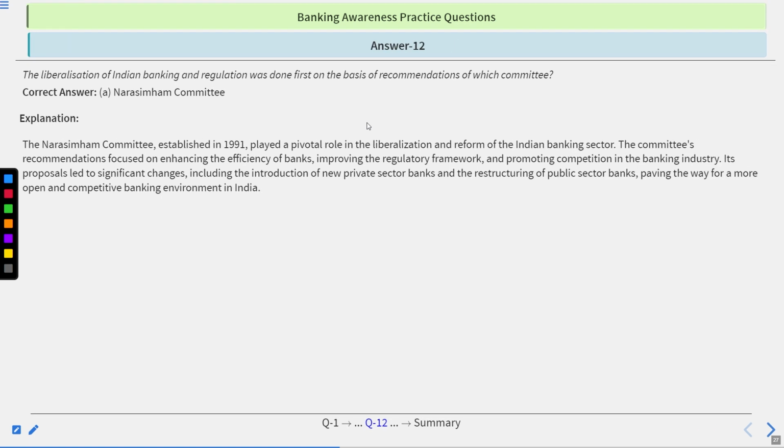So, the correct answer is Narsimham Committee. Explanation. The Narsimham Committee got established in 1991, played a pivotal role in the liberalization and reform of the Indian banking sector. The committee's recommendation focused on enhancing the efficiency of banks, improving the regulatory framework, promoting the competition in the banking industry. Proposals led to the significant changes, including the introduction of new private sector banks and restructuring of public sector banks, paving the way for a more open and competitive banking environment in India.